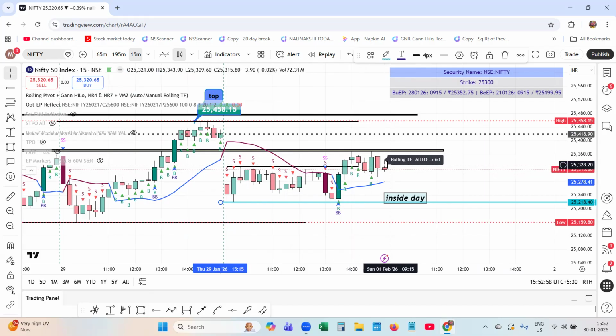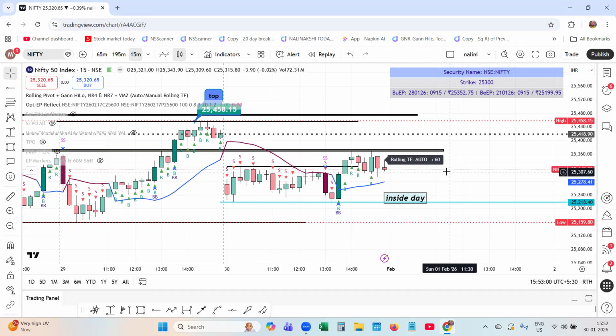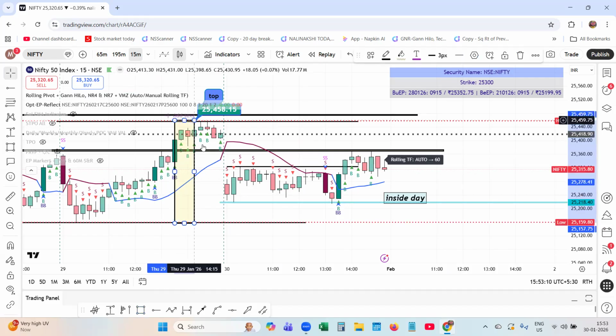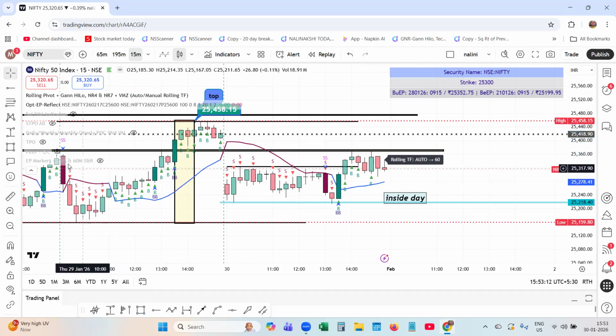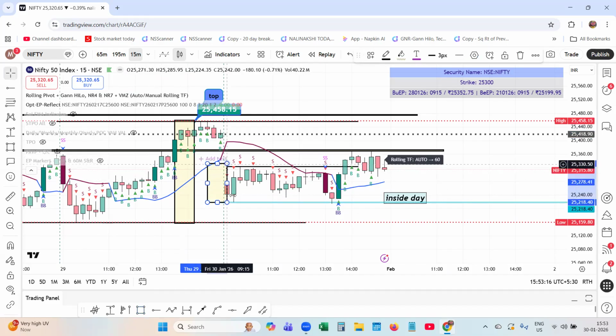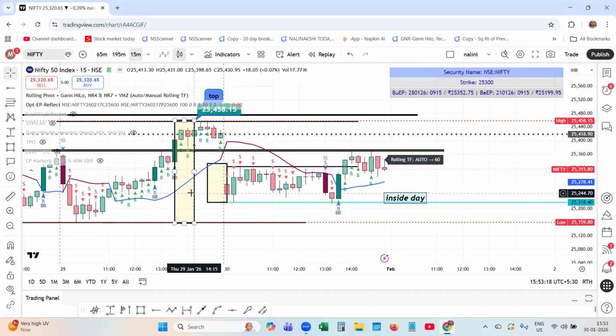The close is within the range. So it's an inside bar. In this big bar, it is an inside bar. You consider this as an entire bar, and this is an inside bar. And then you can see the energy is contained within that.